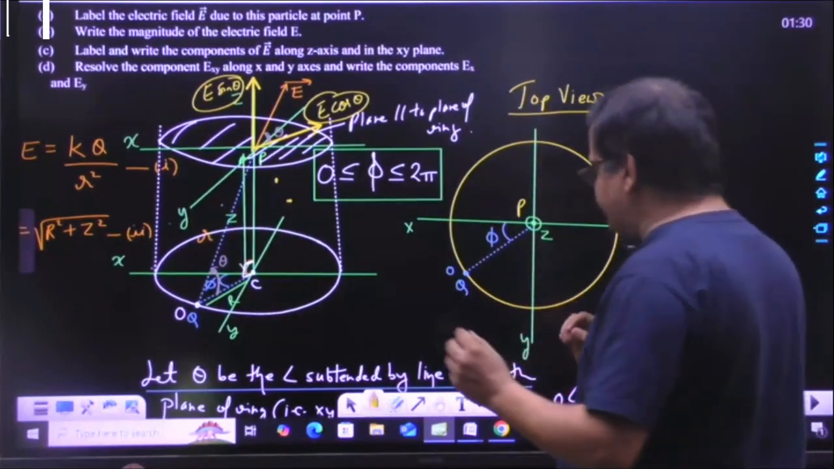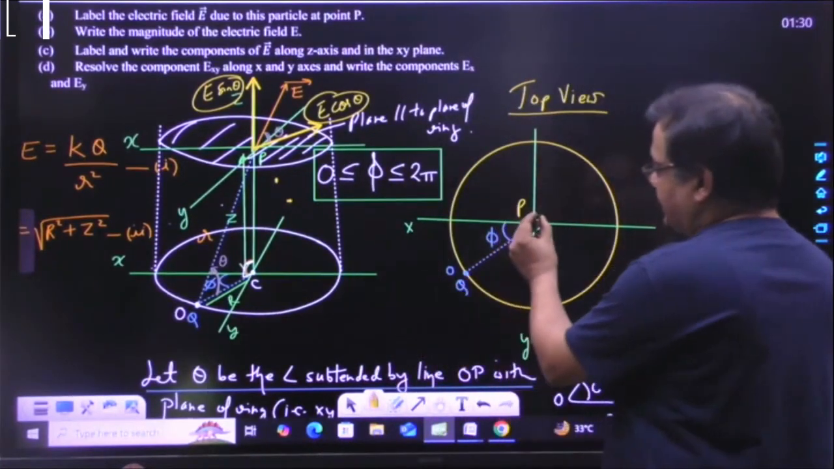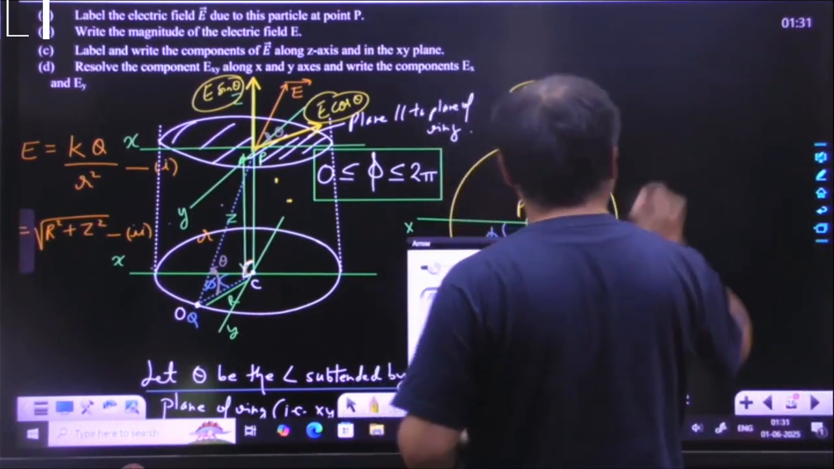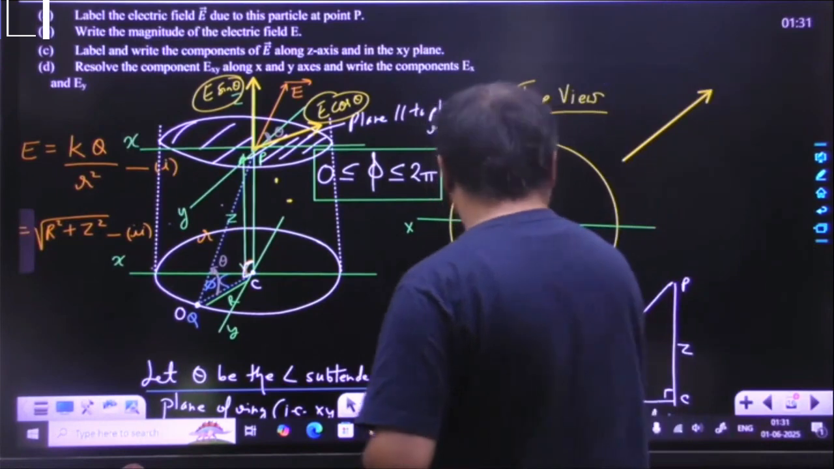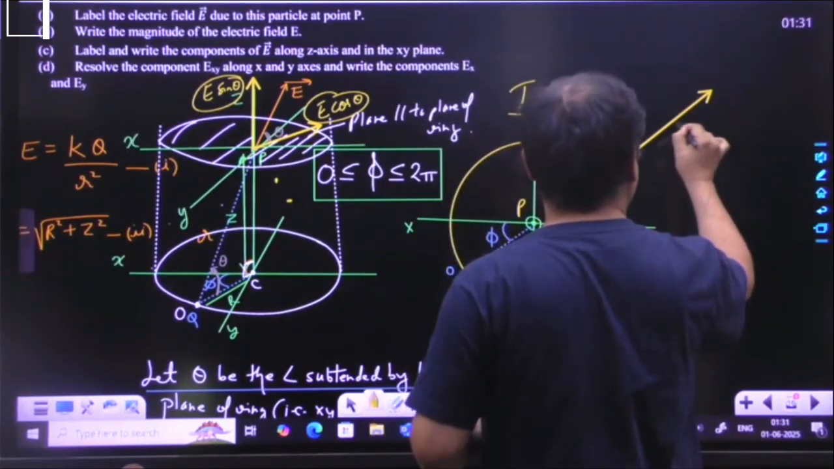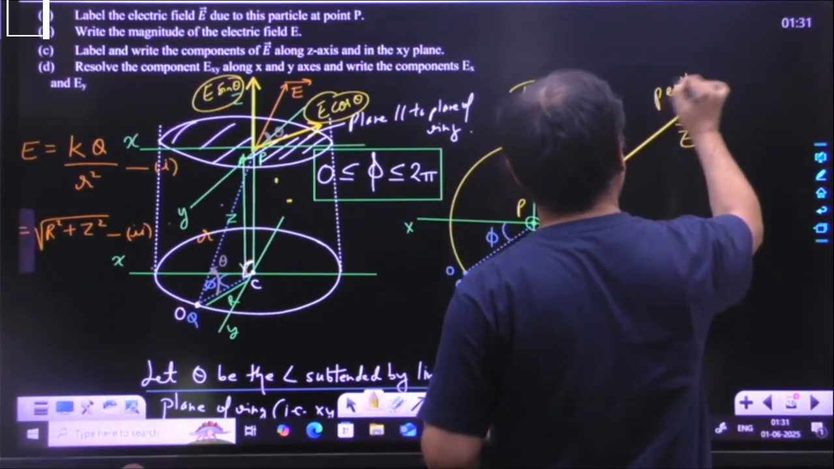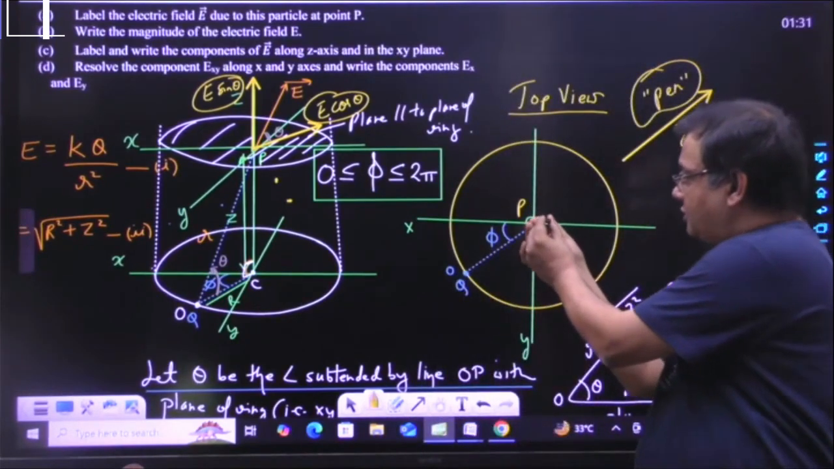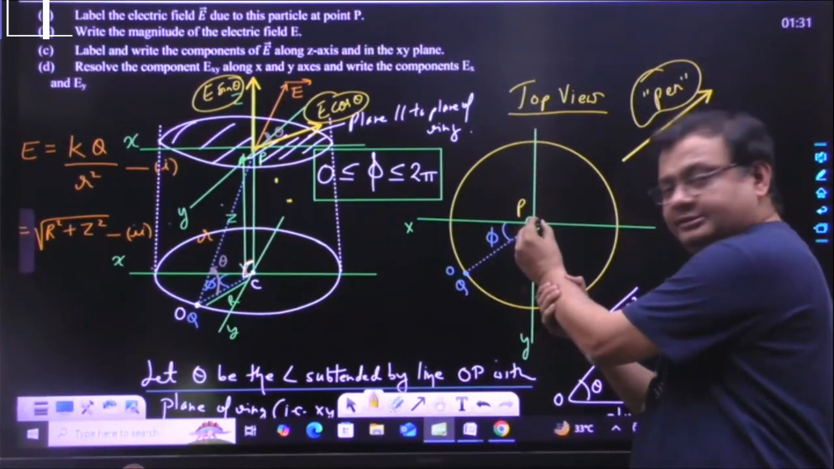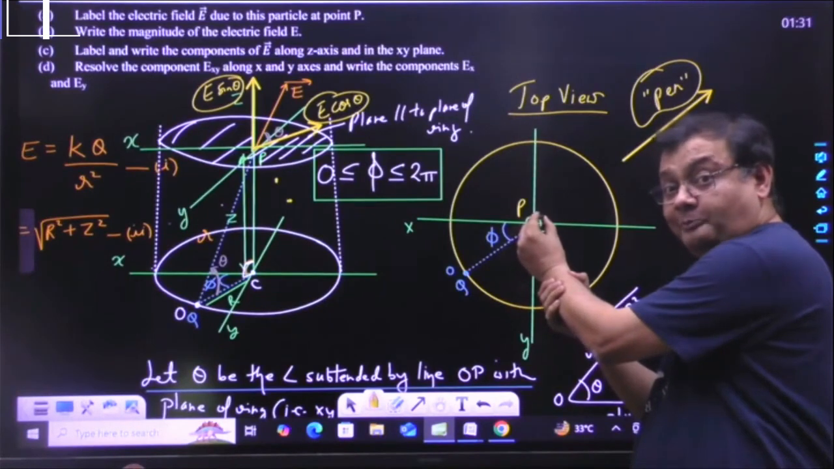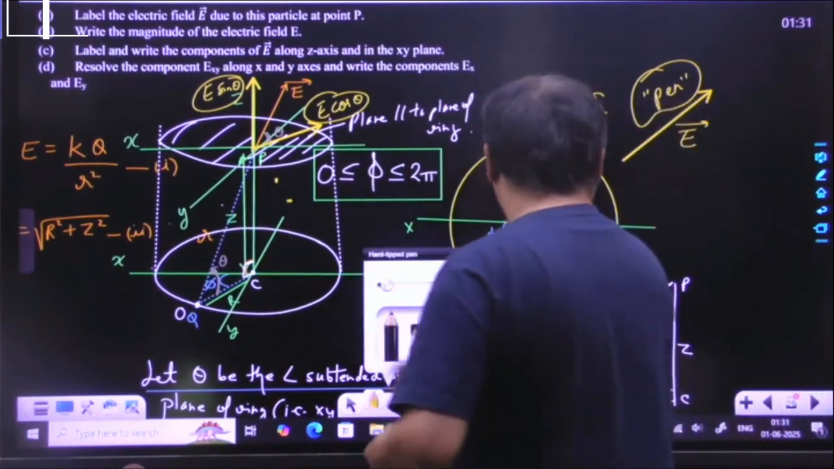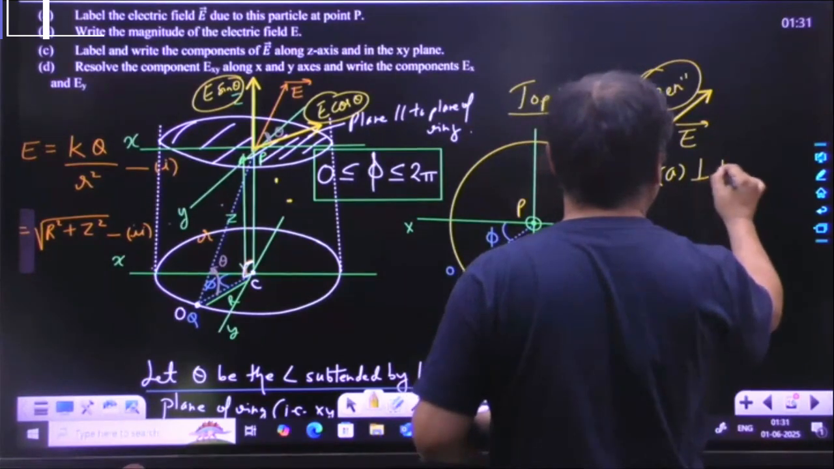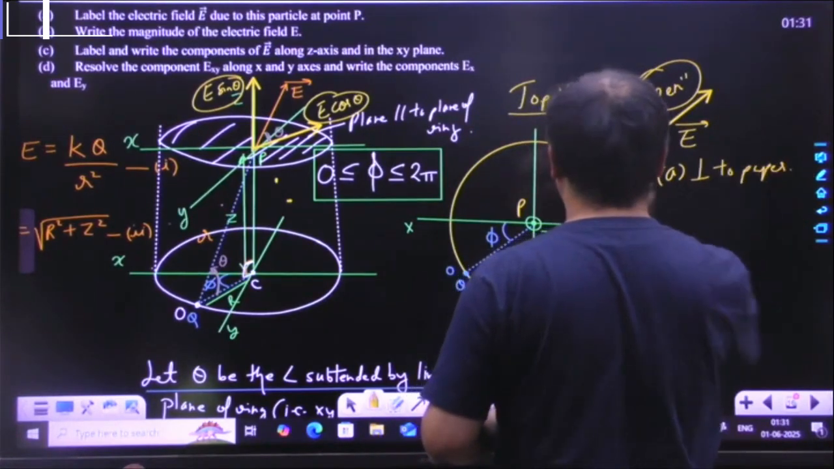Tell me which orientation of the pen will be correct. This pen, which you are holding in your hand, is representing the electric field vector. If you place the pen perpendicular to the plane of paper, say option A, will it be the correct orientation of the electric field?